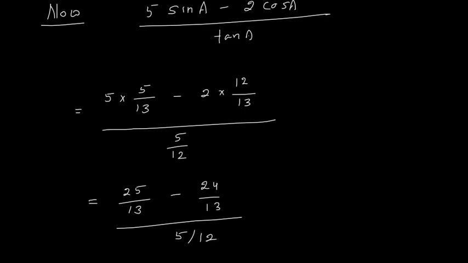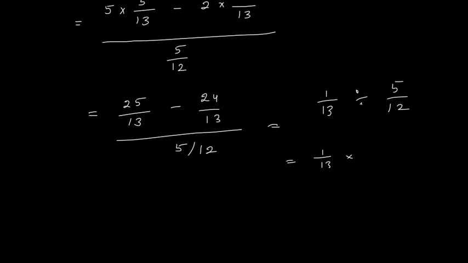Now 25 minus 24 is 1, so it is 1 upon 13 divided by 5 upon 12. So this is 1 upon 13 into this 5 upon 12, I reciprocate it and it will become 12 upon 5. So this is 12 upon 13 5s are 65. So this is the answer of 5 sin A minus 2 cos A whole divided by tan A.